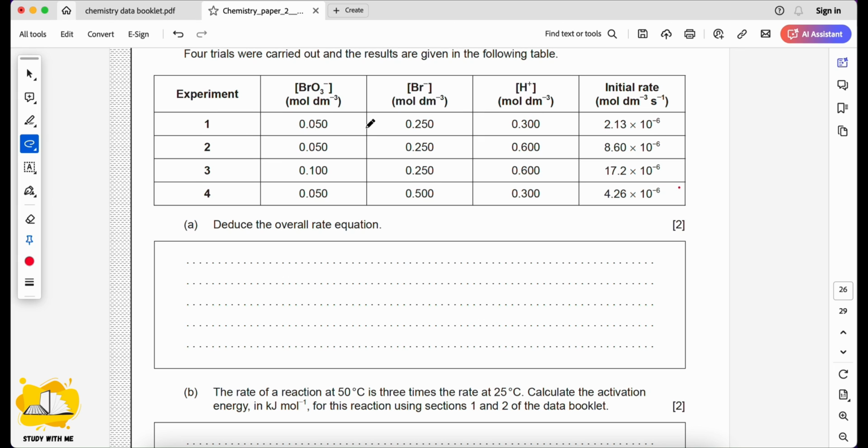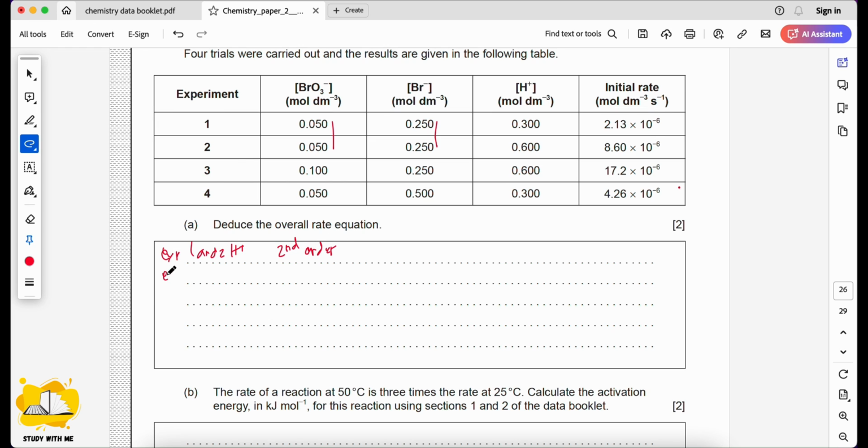Okay, we'll see experiments 1 and 2 for H+. Okay, 1 and 2. So this one is the same, and this one the same, and this one. Doubling the concentration would double the rate if first order. This is not double, but quadruple. Okay, so it will be second order.